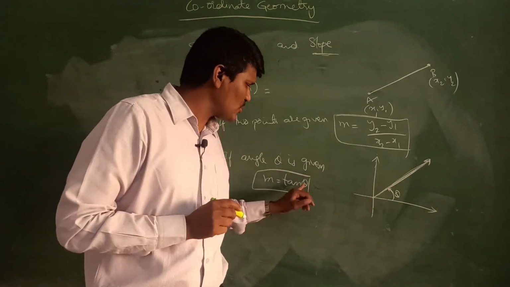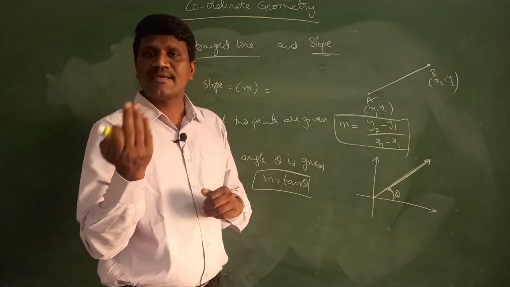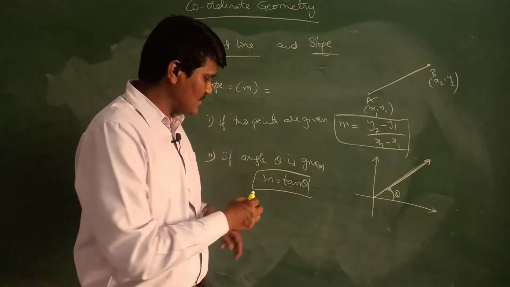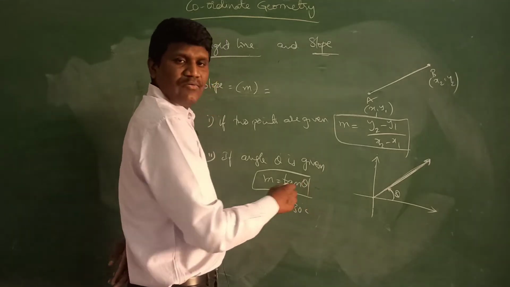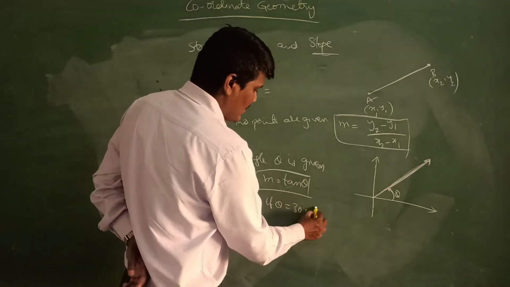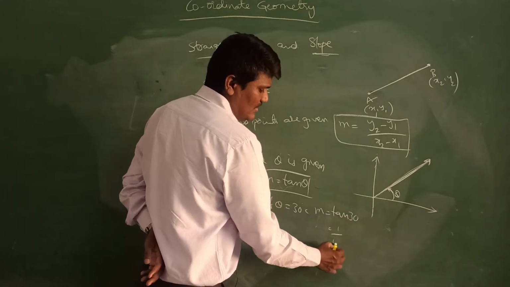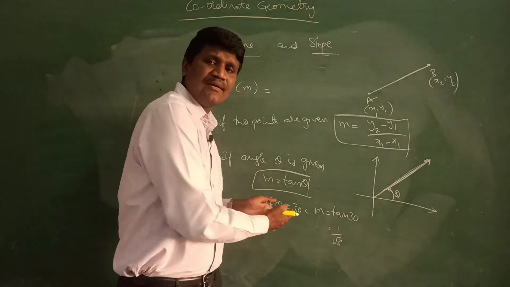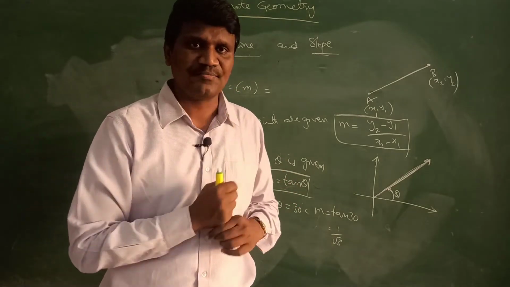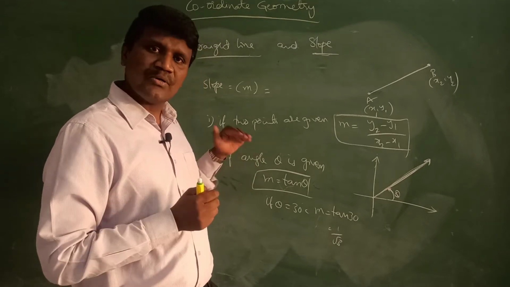Whatever theta is, suppose theta is 45, then the slope is tan 45, which is 1. If theta is 30 degrees, as we already studied in trigonometry, m is equal to tan 30, and the value of tan 30 is 1 by root 3. Okay students, so this is the second formula for slope.